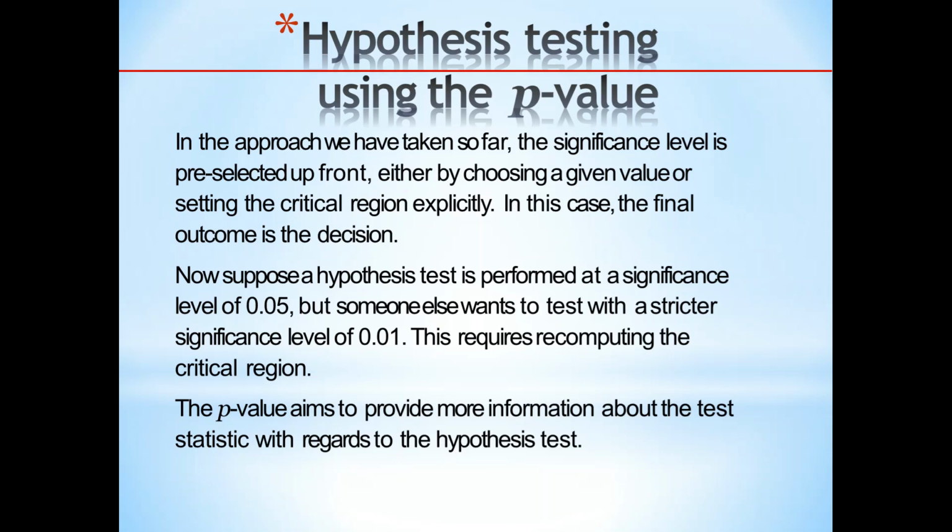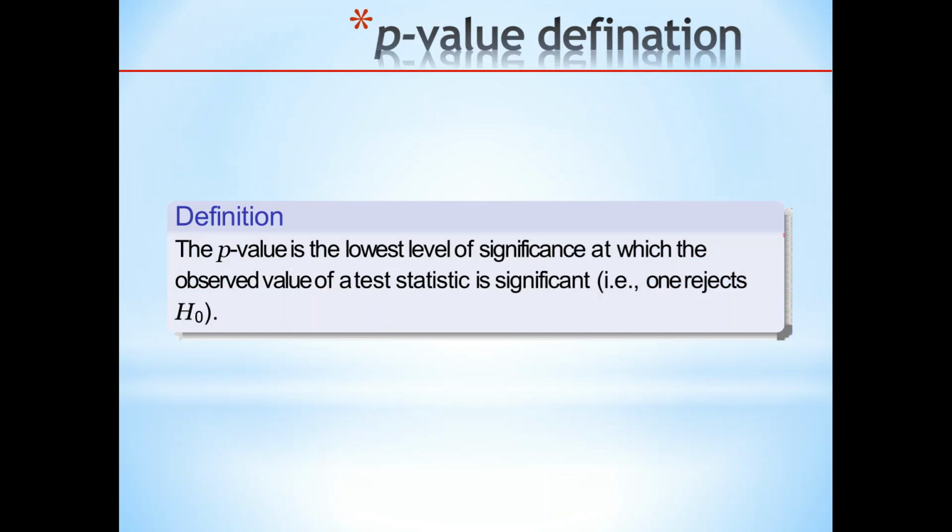Now suppose a hypothesis test is performed at a significance level of 0.05, but someone else wants to test with a stricter significance level of 0.01. This requires recomputing the critical region. The p-value aims to provide more information about the test statistic with regard to the hypothesis test. Now here comes the definition of p-value. The p-value is the lowest level of significance at which the observed value of a test statistic is significant, that is, one rejects the null hypothesis.